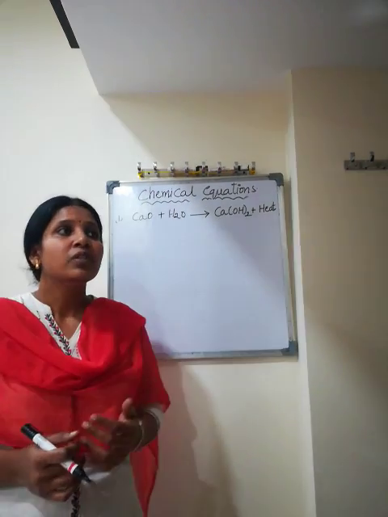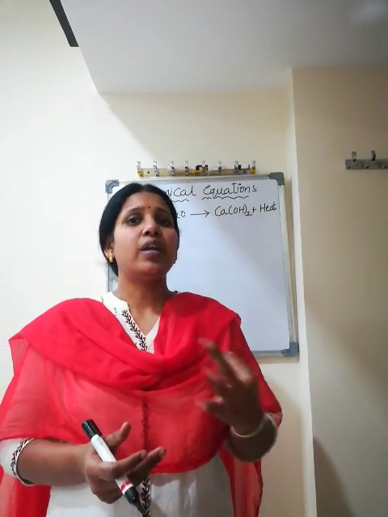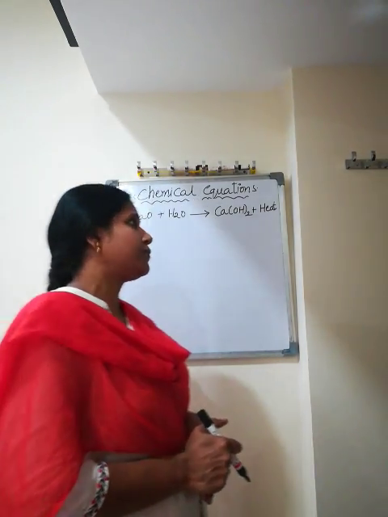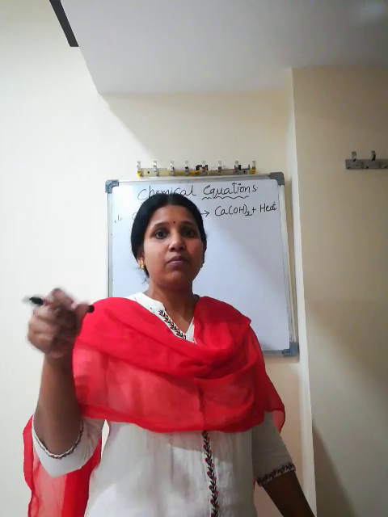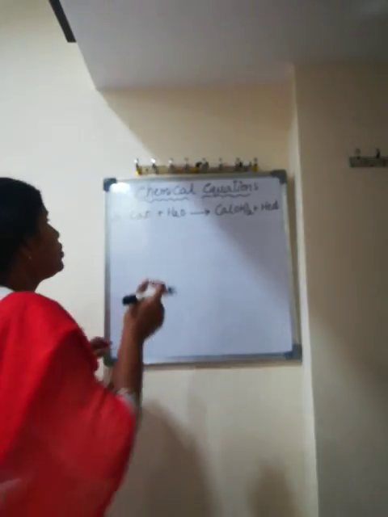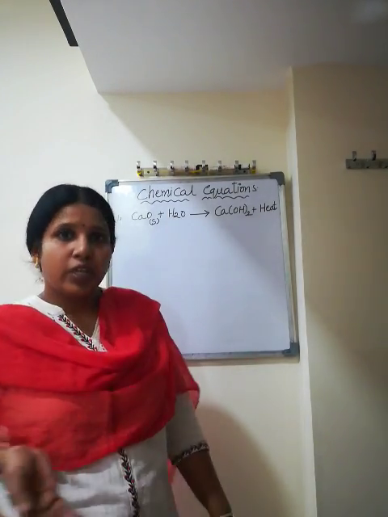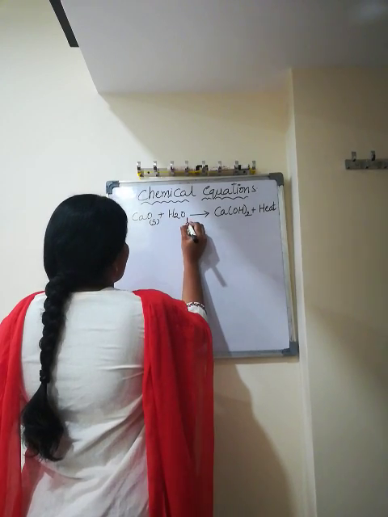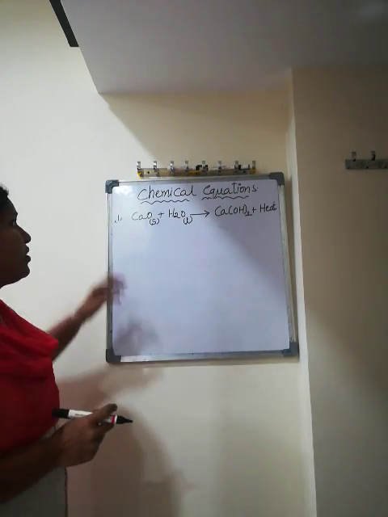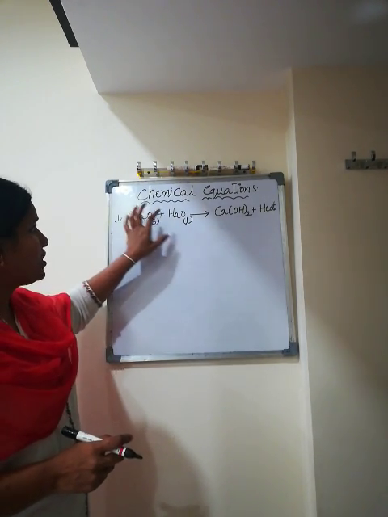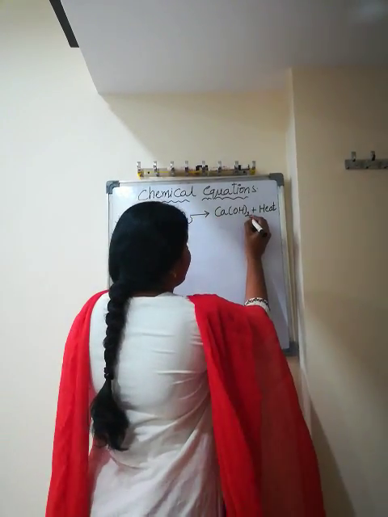Physical state means whether the reactants and products are in solid state, liquid state or gaseous state, that we have to express. I already told you that we are taking a pinch of calcium oxide and adding it to water. A pinch of calcium oxide is in solid state. And you know that water exists in liquid state, so we represent the short form of liquid state as L. And when calcium oxide is added to the water, it dissolves in the water, so we can write calcium hydroxide as aqueous.